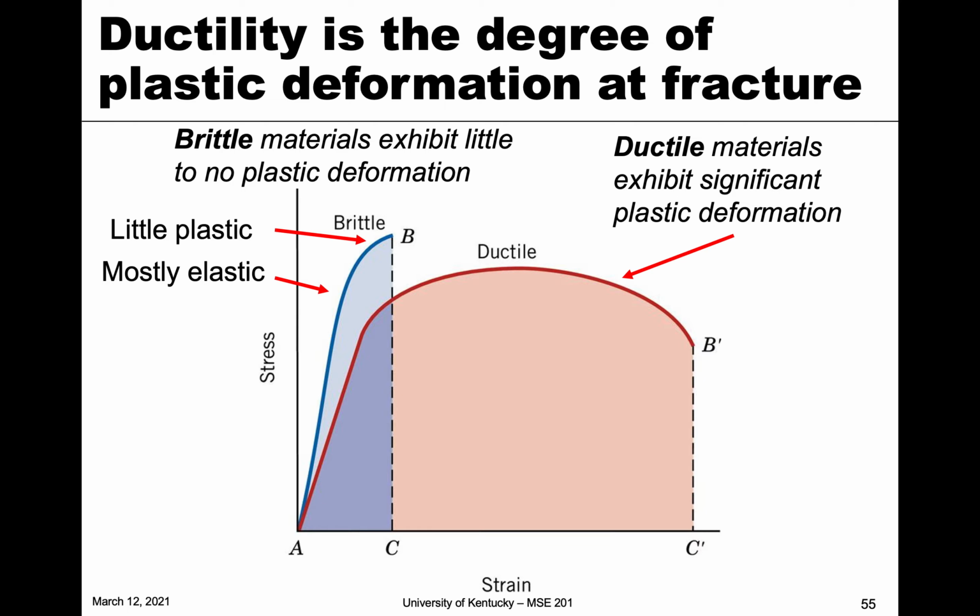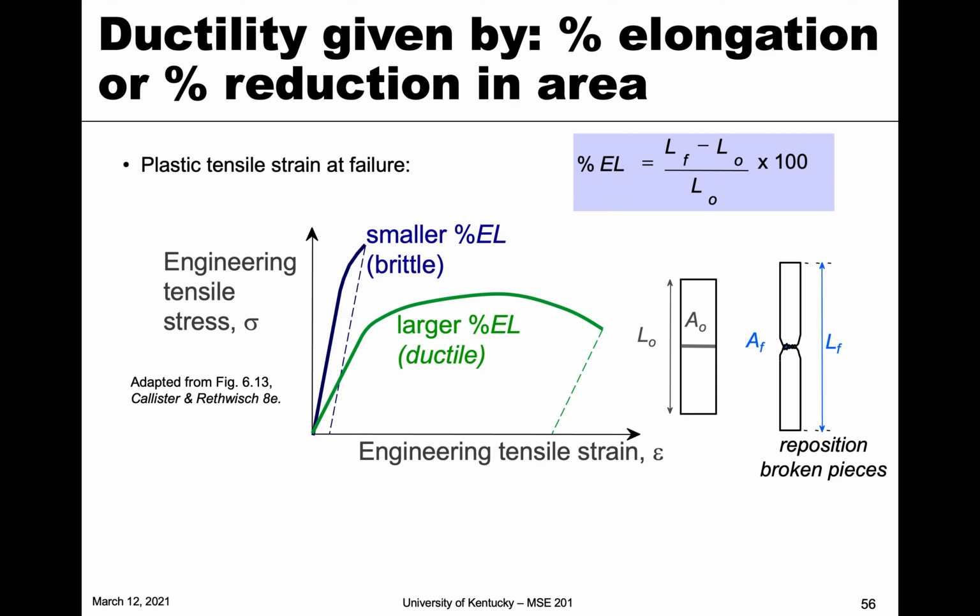In general, we would refer to a material that has a lot of strain or plastic deformation at fracture as a ductile material, because it exhibits significant plastic deformation, and one that doesn't exhibit much or any plastic deformation as being brittle. Those are the opposite ends of the spectrum. So let's talk about how we quantify and measure ductility.